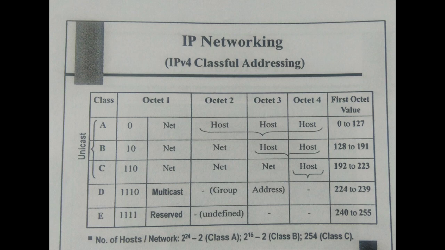Class D and class E are multicast and reserved, so there is no host address and network address concept there. The ranges are 224 to 239 for D, and 240 to 255 for E. This is a very important slide; you have to remember which octets are for the network and which are for the host, for each class. You can easily remember this, it's not a big deal.